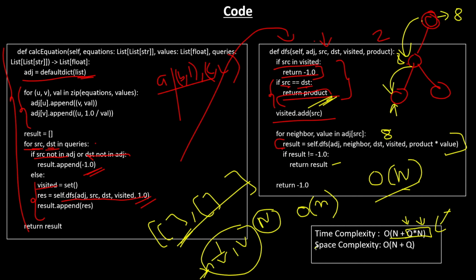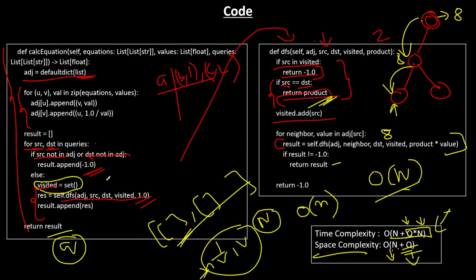And for the space complexity, n is basically for storing the edges, okay? And q is basically for the result list. The list will be of size of the queries, right? Or you could write it as n also because the lengths of the queries and the values and the equations would be the same, but I have written them separately to explain it in a better way. And also some space will be covered by the visited set, which could be equal to n or less than n. Fine. So I hope you understood the space and time complexity for this particular code and the code explanation.